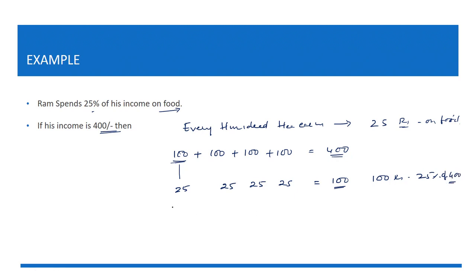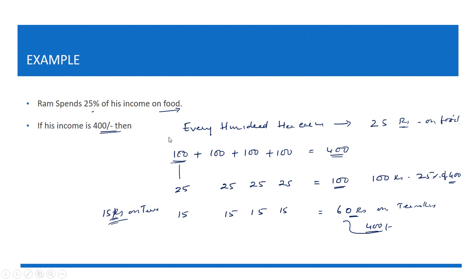Suppose he is spending 15% on traveling. That means he is spending 15 rupees per 100. That is 15, 15, 15, 15, which is going to be 60 rupees he is spending on traveling out of 400 rupees. This is how you need to calculate.